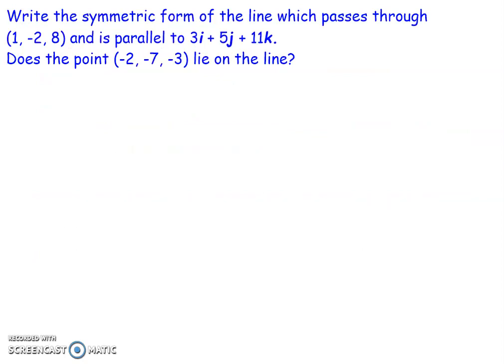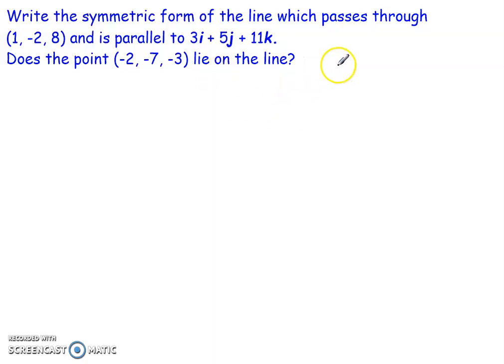So let's imagine I've got a point (1, -2, 8), and I'm telling you that there's a line which passes through that point and it's parallel to the vector 3i + 5j + 11k. I'm then going to ask you, does this point lie somewhere on the line? So what we're able to do is we have a direction and we have a point upon the line.